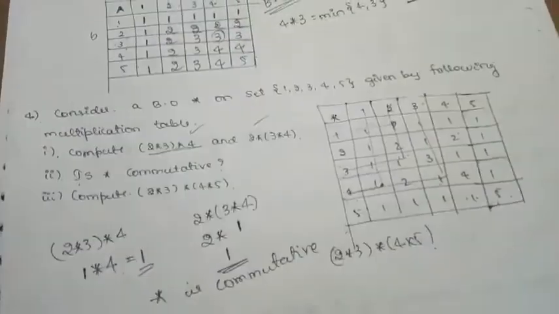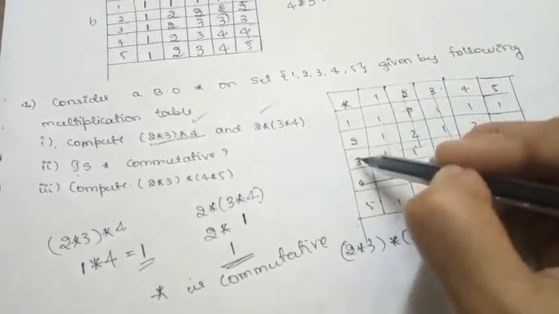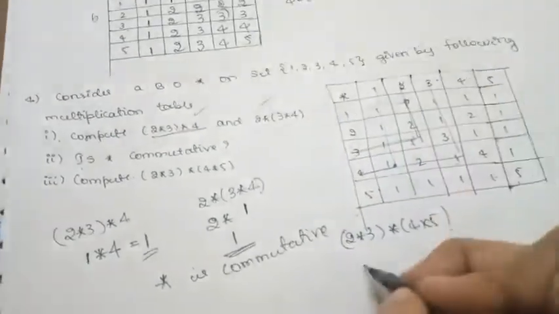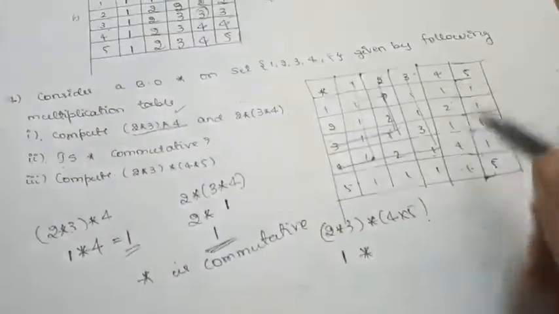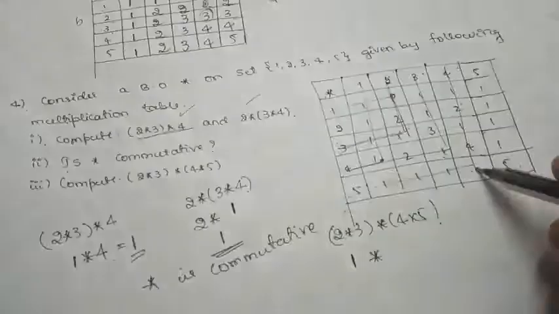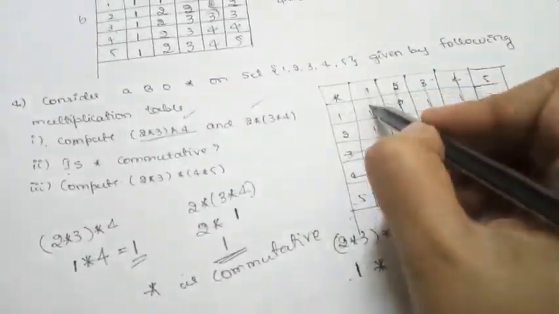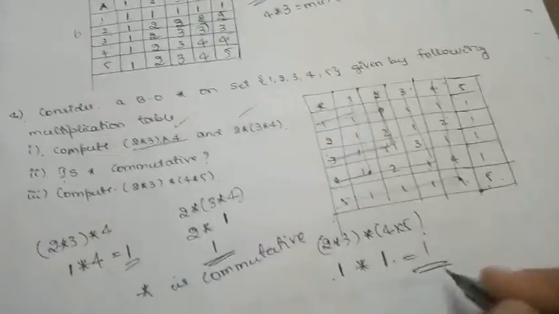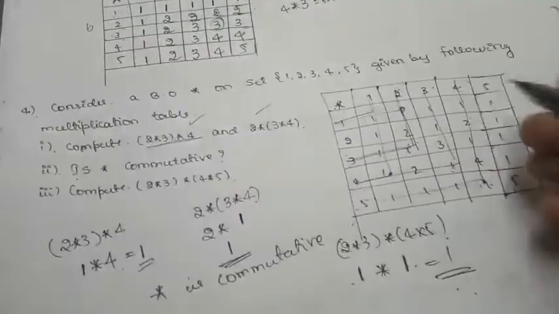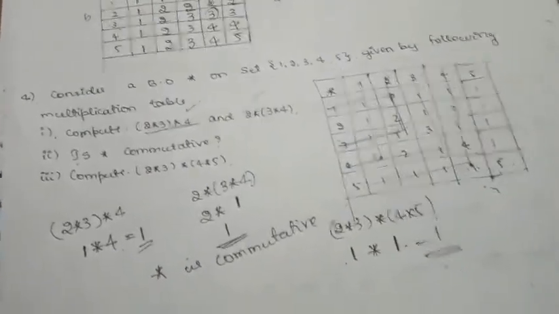Then next they have asked us to compute 2 star 3 star 4 star 5. So we need to compute this one. 2 star 3 means what? It is this one, 1. Then 4 star 5 means what? It is again 1. So now you need to compute 1 star 1, which is 1. This is how we compute by looking into the binary operation table or multiplication table.